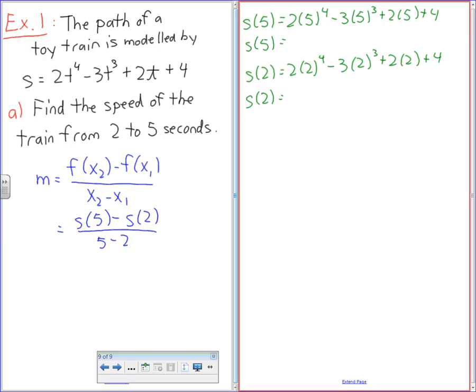So think of this just like the f of x stuff from last year. You're putting different values for x into the equation. That's all we're doing. Too much? Okay, ask. No, please ask. Please ask. Yes?